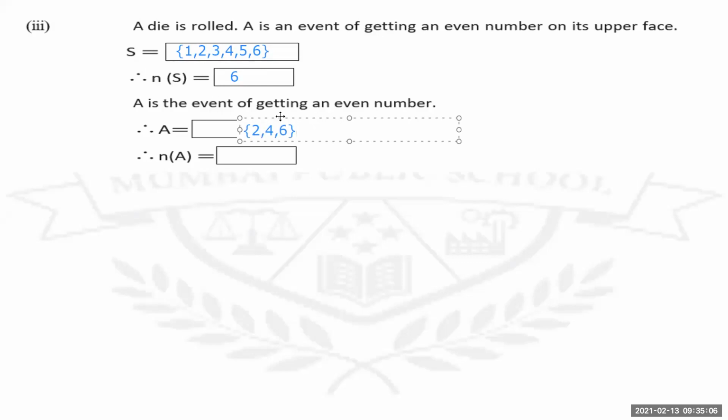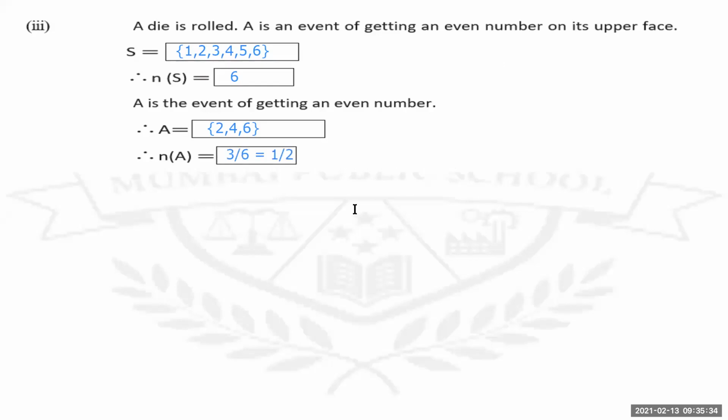Okay, so these are your even numbers 2, 4, and 6. So what is the value of n(A) now? You have got 3 events of A. Total sample space is 6. So n(A) is what? It's 3 upon 6, which equals 1 upon 2, because you can reduce 3 upon 6. Is this clear? Check. Very simple questions.